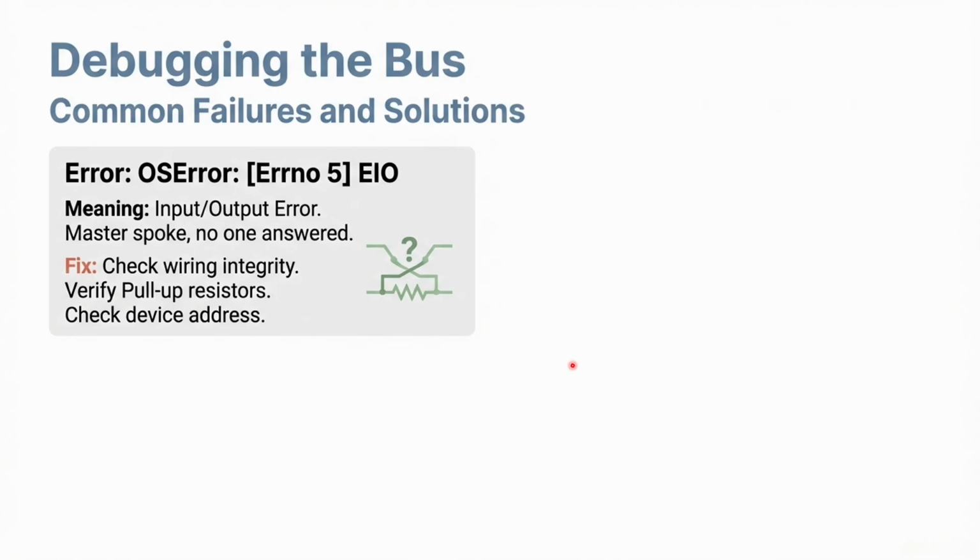The fix: first, check your wiring integrity. Is the sensor actually getting 3.3 volts? Second, check your pull-up resistors. Without them, the signal is dead. And finally, recheck the address. Are you calling the right name?